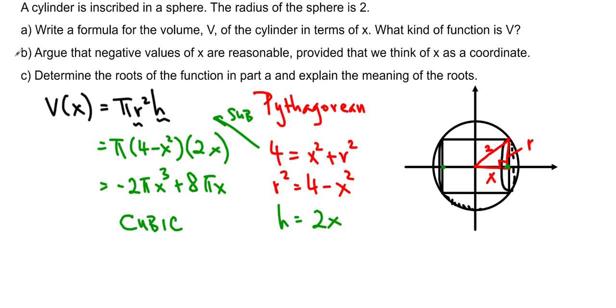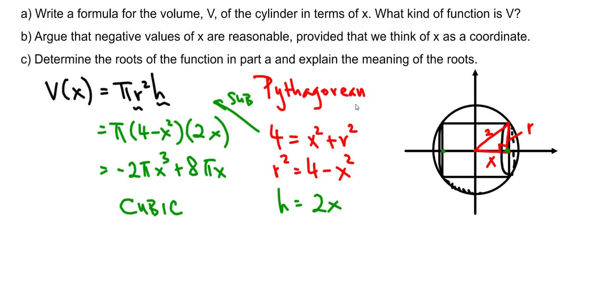And then it asks us to argue that the negative values of x are reasonable, provided that we think of x as a coordinate. That makes sense because if we think of x as a coordinate, it could have gone down to negative 2, and then the other side would go up to 2, so it would sort of flip over this axis. So that is why negative values of x are reasonable.